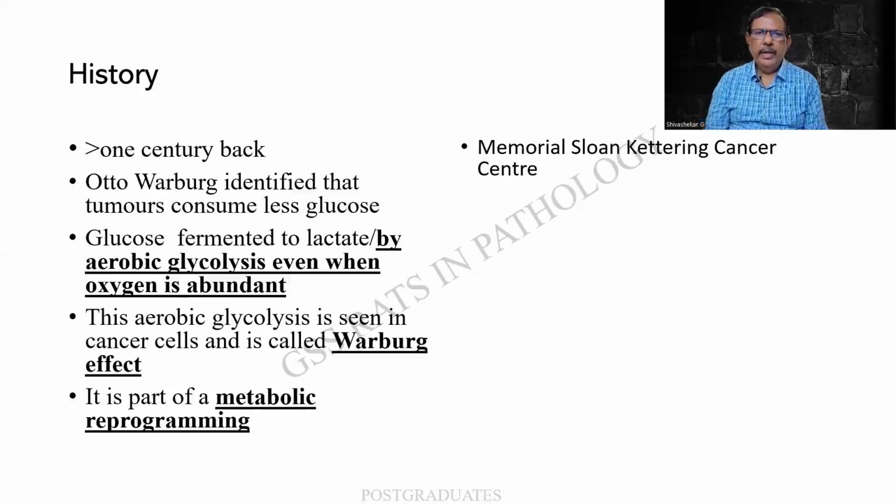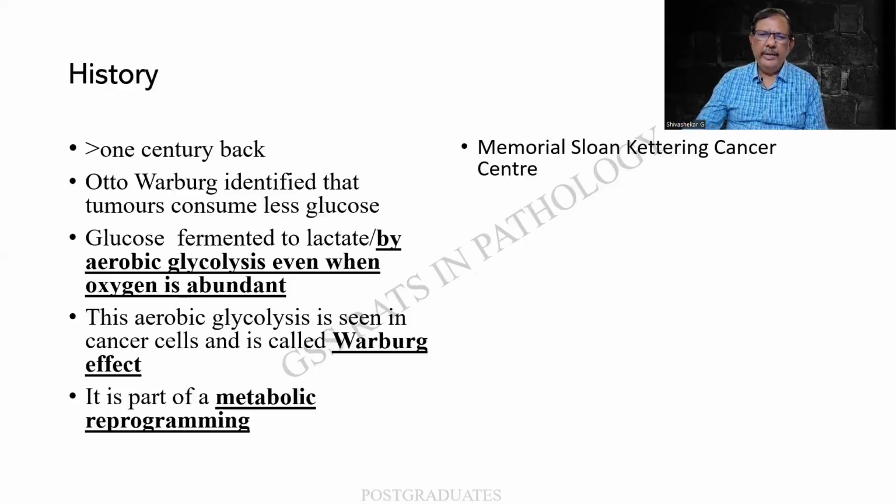The Warburg effect came into force more than 1 century back. Otto Warburg identified that tumors consume less glucose. Then where does the energy come from? The glucose fermented to lactate by aerobic glycolysis, even when oxygen is abundant, is the basic principle. So they do not utilize the oxygen as such, but there is a method of glycolysis by which they procure their energy. The aerobic glycolysis seen in the cancer cells is called the Warburg effect. In fact, they say that this is a part of a metabolic reprogramming. Too complex, but let us leave it at that.